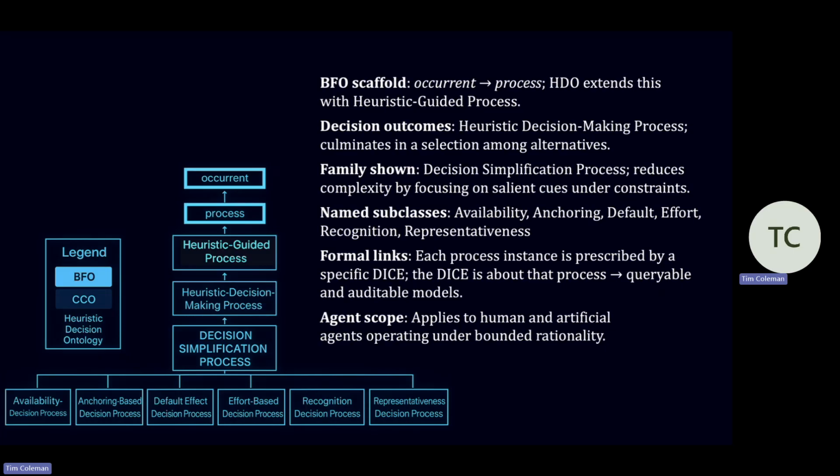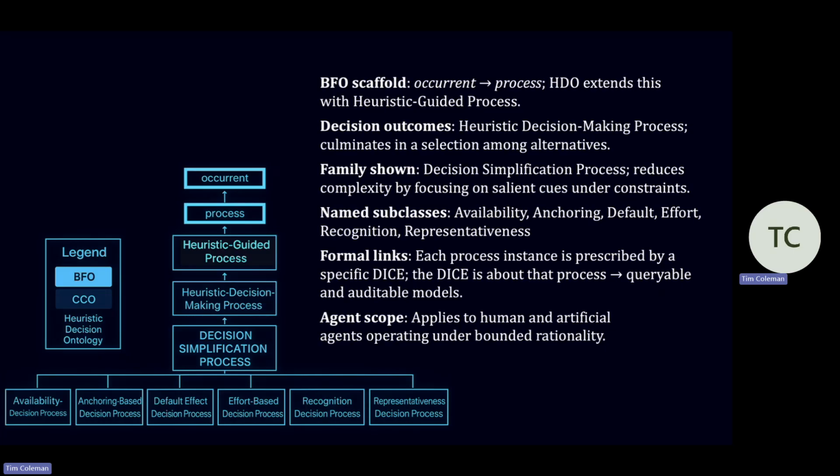Now, within the broader class, we define a key subclass, the heuristic decision-making process. This is when the heuristic guided activity culminates in a choice between alternatives. Think about a medic who has to decide whether a patient is red, yellow, or green in the triage scenario. That's a decision-making process guided by heuristics. The family shown here is the decision simplification process. These processes reduce complexity by focusing on a few salient cues under conditions of constraint.